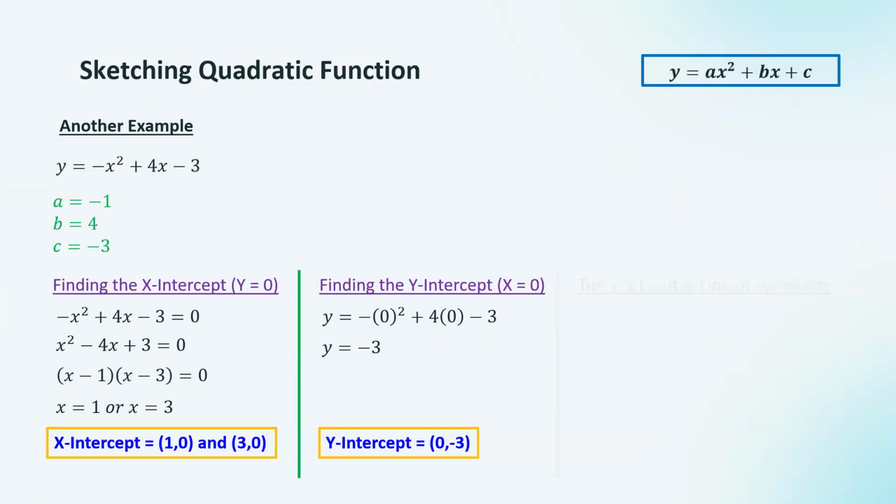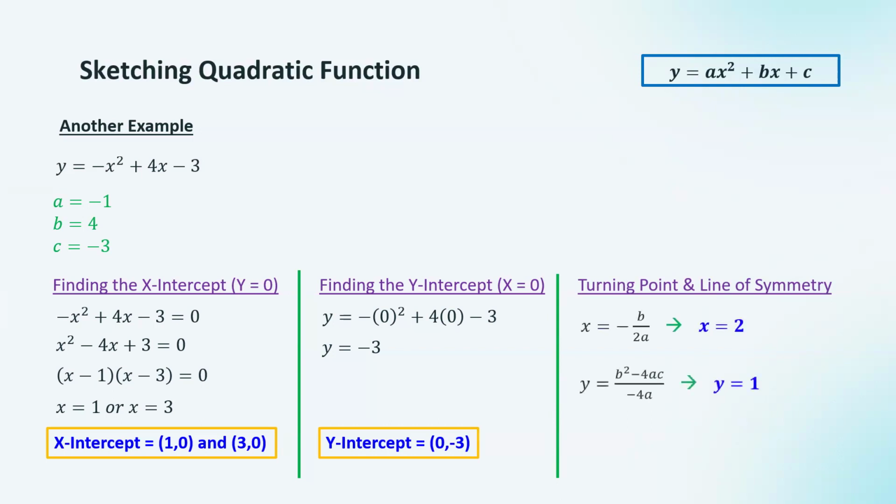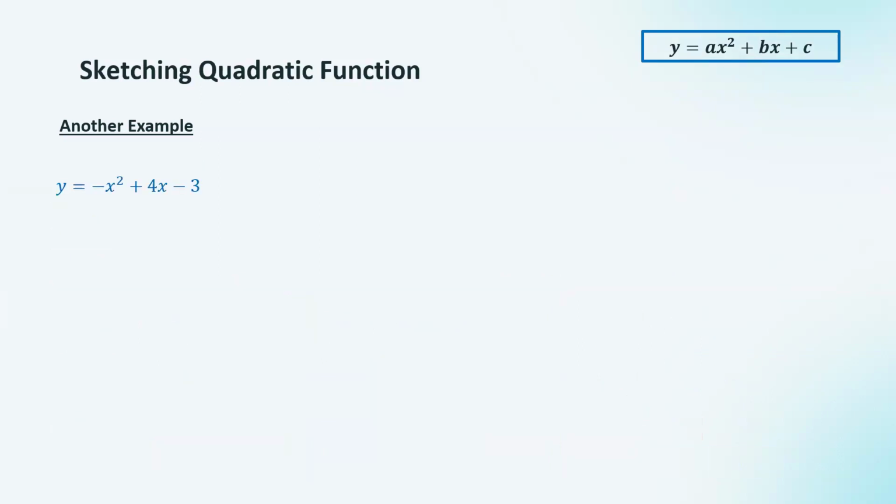After this, we can try to find the turning point and the line of symmetry. So we can try to use the formulas we know before, and we know the turning point is (2, 1), and the line of symmetry is x equals 2. Now in this case, we have to remember that a is negative, so the turning point is a maximum point. Now let's try to sketch the graph.